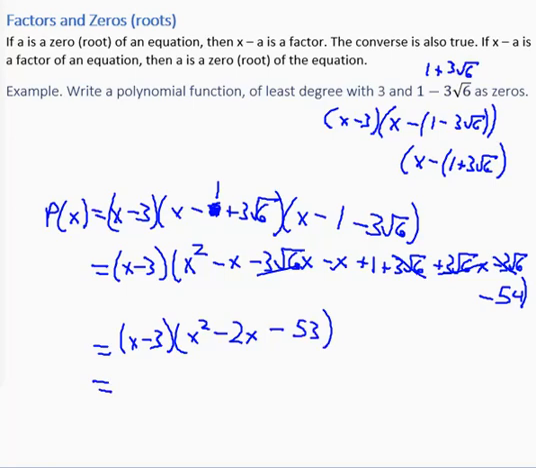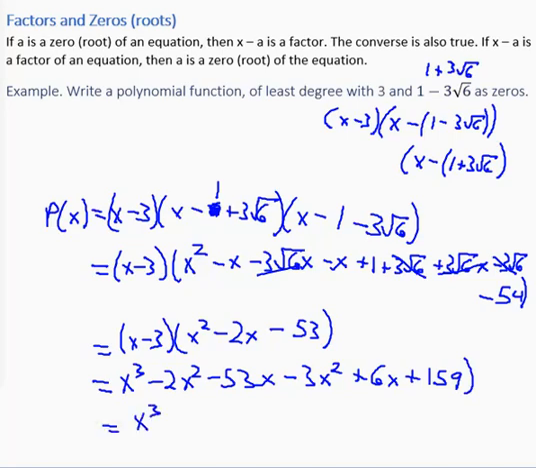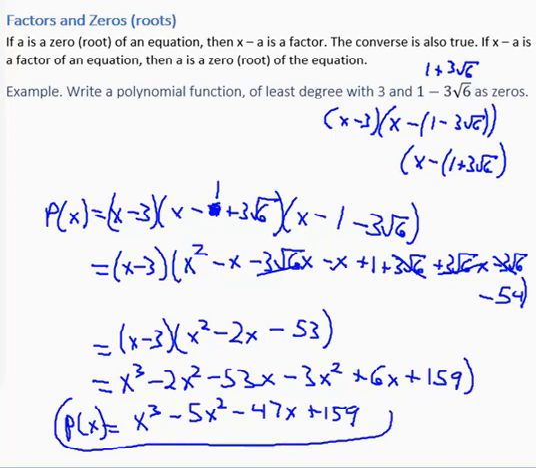Now we can multiply this out. We get x cubed minus 2x squared minus 53x, and then distributing the negative 3, minus 3x squared plus 6x plus 159. And then adding like terms, x cubed minus 5x squared minus 47x plus 159 is our polynomial function of least degree that has these numbers as the roots.